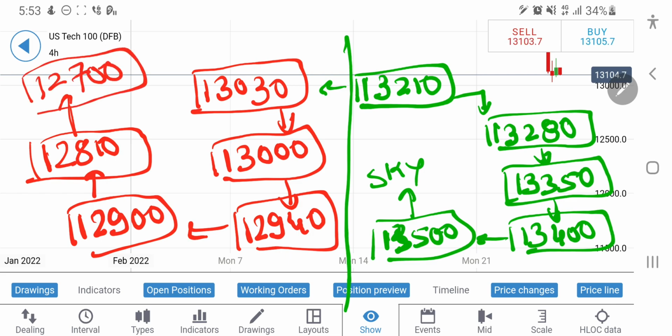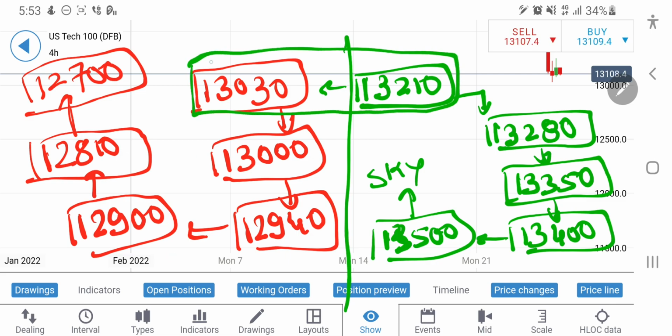Remember, these are markets, anything is possible, and don't trade in between these levels. You can consider this as reversal. If it goes beyond 13,210, you can consider this as continuous drop. If it drops below 13,030 levels, take your positions accordingly.